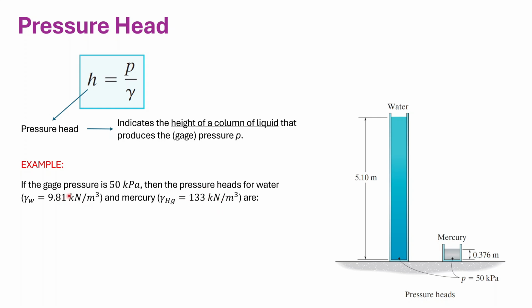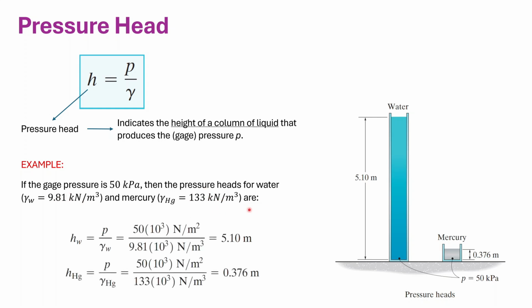See the difference? HW, which is head of water, and HG, which is the head of mercury, are the following. The height of water that produces the same pressure is 5.10 meters, whereas the height of mercury that produces the same pressure of 50 kilopascals is only 0.376 meters. And this picture is showing that.